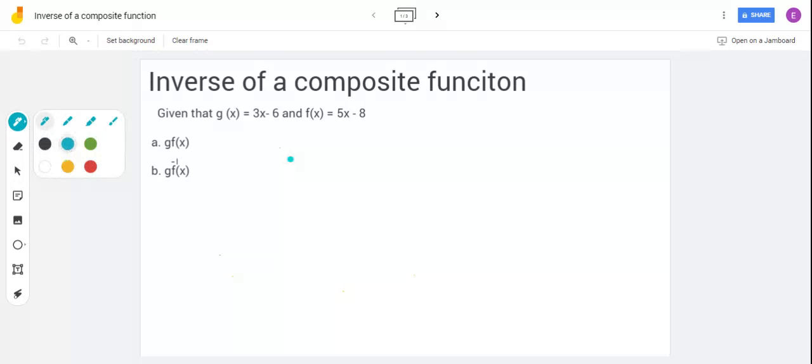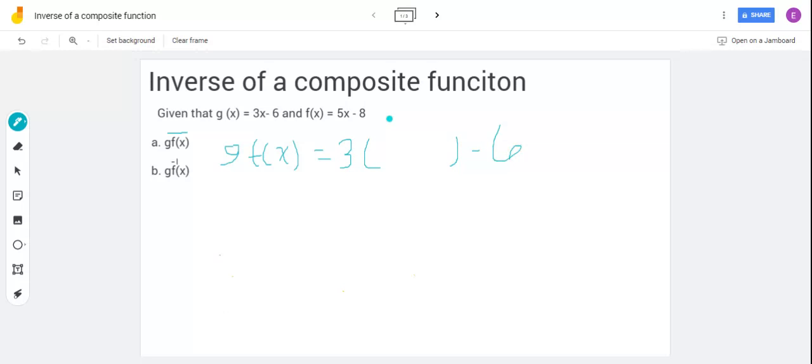So here we go. When I'm writing a composite function, you start off with the function that's further out. So g of f of x would be 3x minus 6. So this would be the outside function. Now here, we're going to put the f of x function. So this is where you're taking a function and putting it into another function. So the 5x minus 8 goes here.